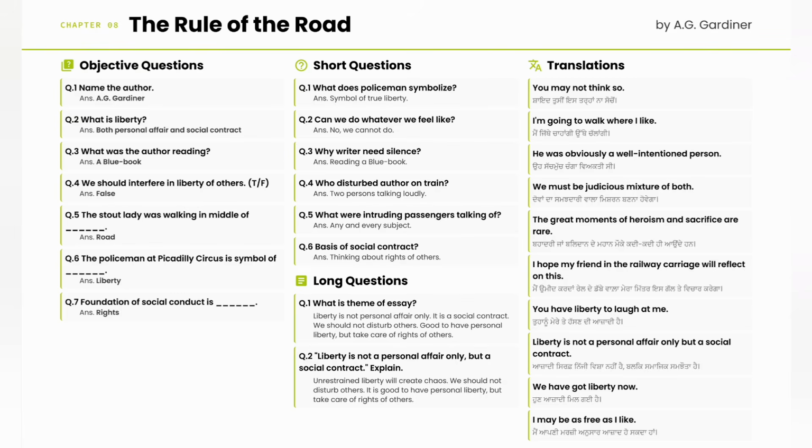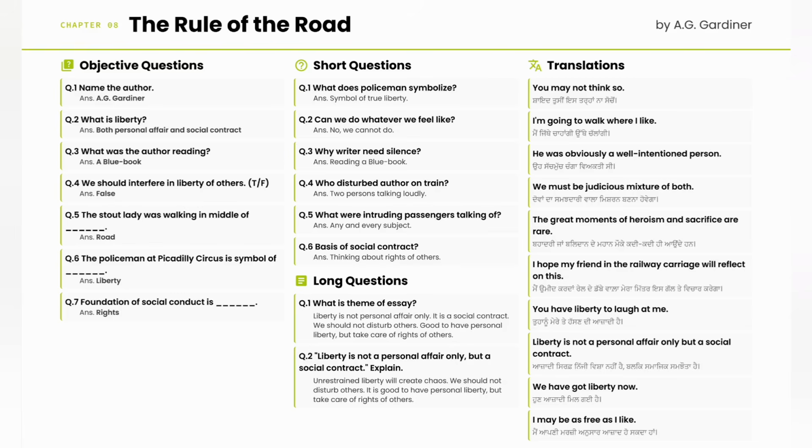Long questions. Question 1. What is the theme of the essay, The Rule of the Road? Answer. Liberty is not a personal affair only. It is a social contract. We should not disturb others. It is good to have personal liberty, but we should take care of the rights of the others as well. Only then we can enjoy the life.